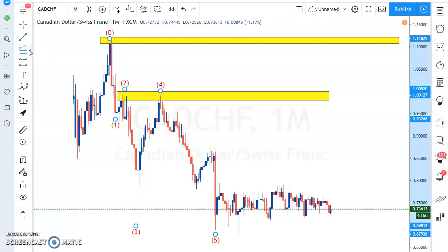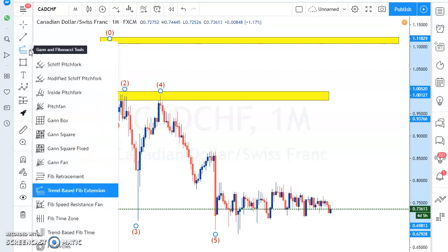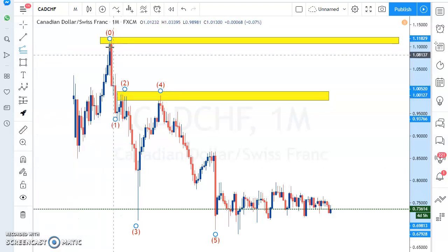So we use this tool here. Sorry for that. It's called a trend-based Fibonacci extension. As you can see, when you get to the website and get to the chart, yeah man, you'll see this. You just select that.